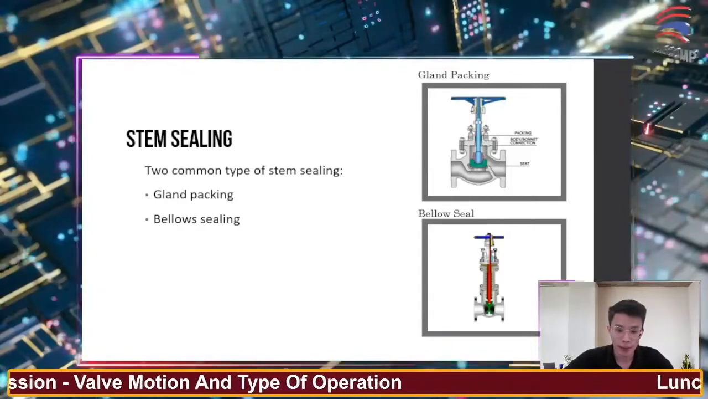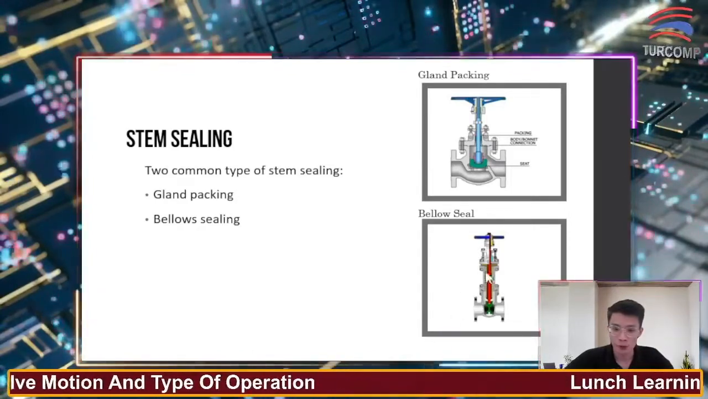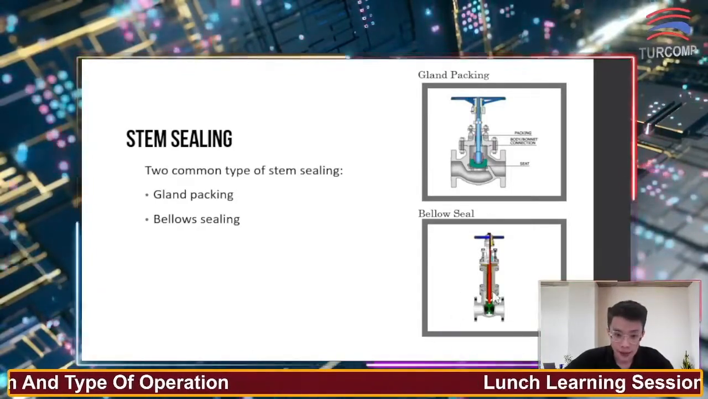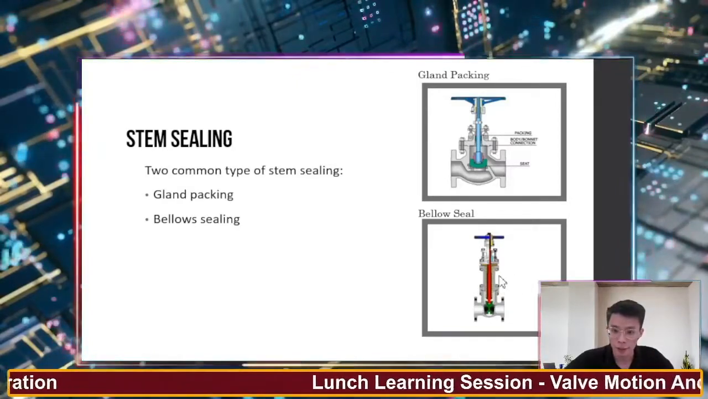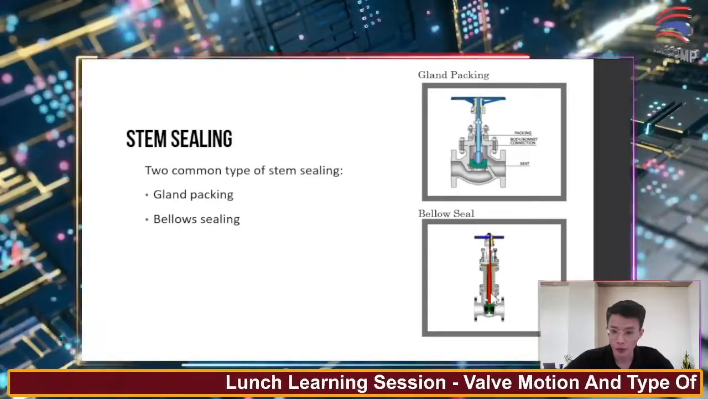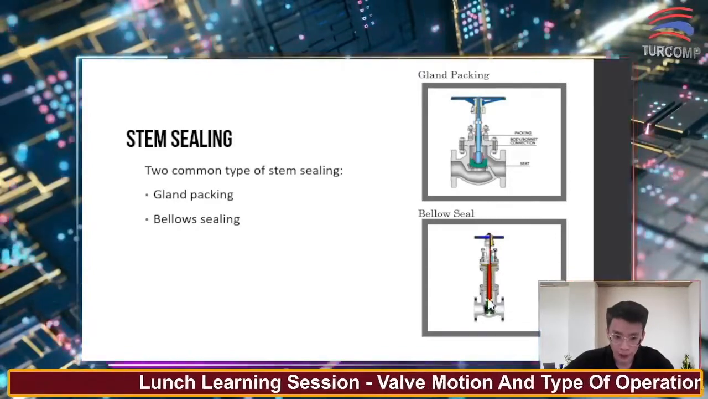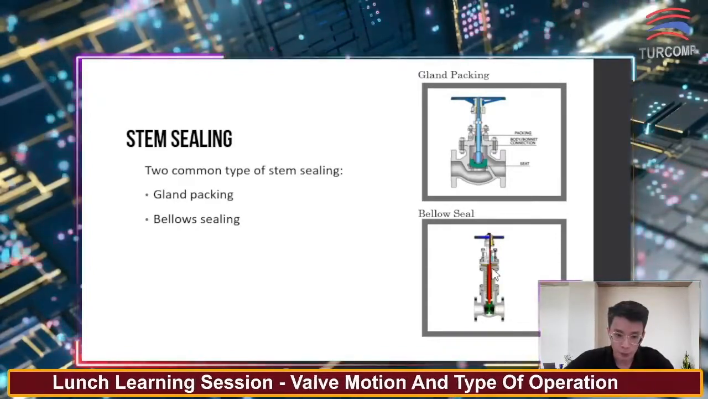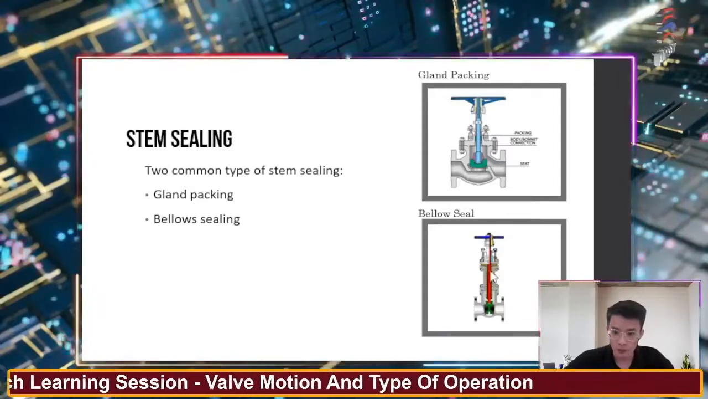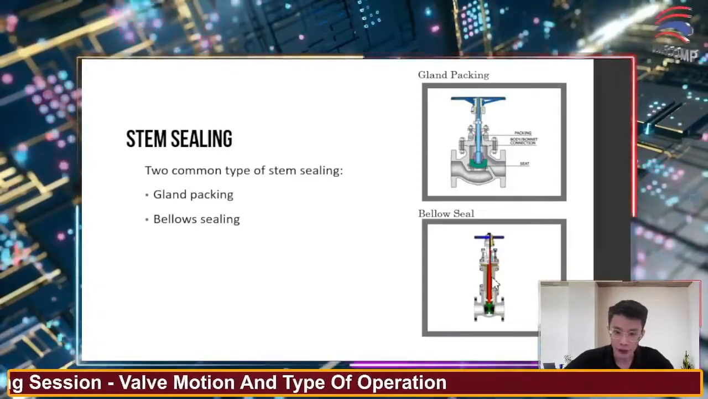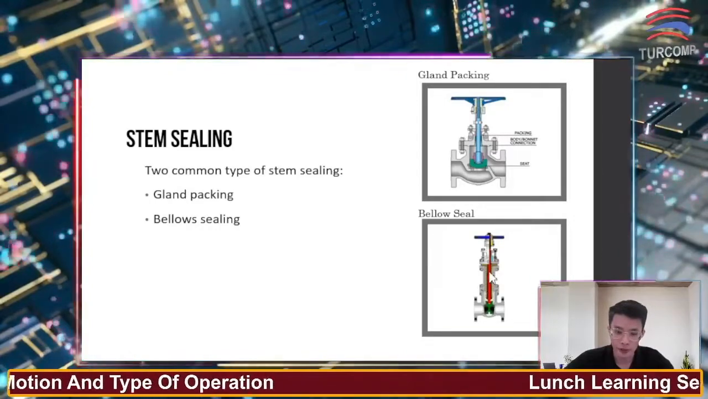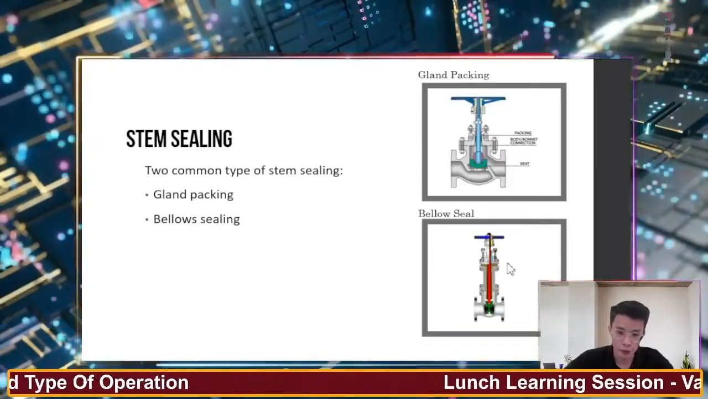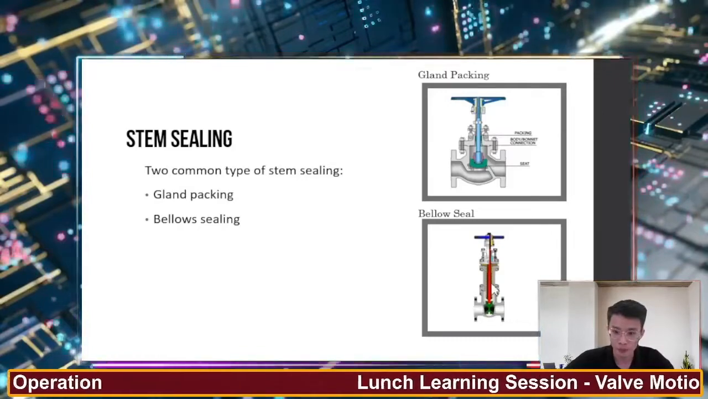And next is the bellows seal design. So for this bellows seal design, as you can see over here, there's actually a flexible metallic bellow connected at one end of the valve, which is the bottom part, to the bonnet of the valve. And this can actually create an effective barrier between the fluid and the environment. This can actually create a seal to prevent the fluid from coming out.